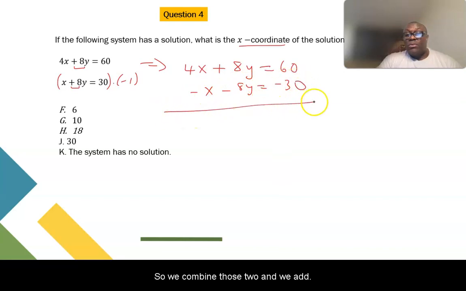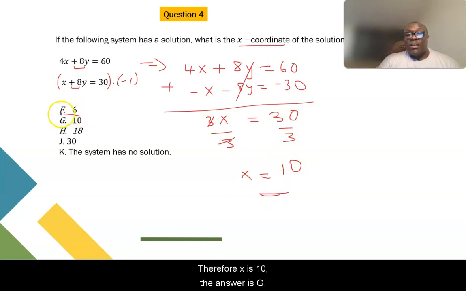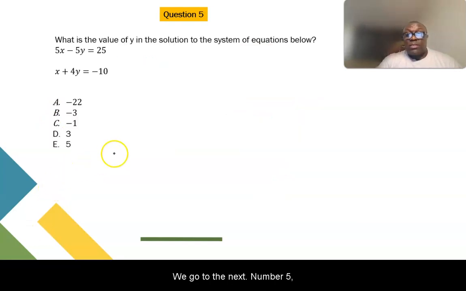So we combine those two and we add. 4x plus negative x, that is 3x, 8y plus negative 8y, that is 0, and 60 plus negative 30, that is simply 30. Then you divide here by 3 and you divide here by 3. Those cancel out and you get x equals 30 divided by 3, which is 10. Therefore, x is 10. The answer is G. Easy peasy.